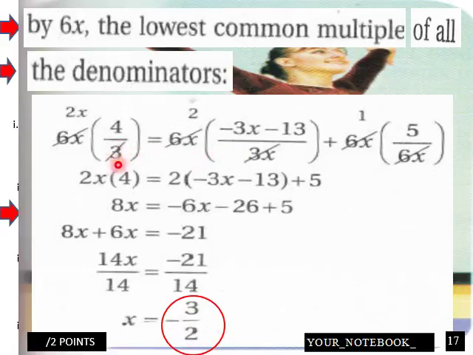So here's our denominators here, 3, 3x, and 6x. We multiply through everything by 6x. Then we end up with this expression here, and then we just work through the algebra by distributing multiplication and combining like terms, and we divide through by 14. We get x equals negative 3 over 2.